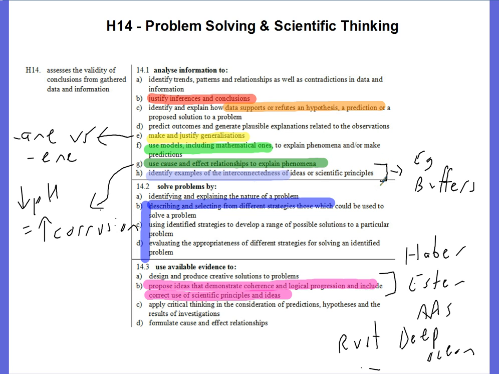The next section, I've highlighted a few here, B, C, and D. It's basically describing and selecting from strategies to solve problems. That's basically when you're solving your numerical problems, can you choose the correct equations and correct steps to solve that problem? And the last thing I've highlighted down here is propose ideas that demonstrate coherence and logical progression and include correct use of scientific principles and ideas.